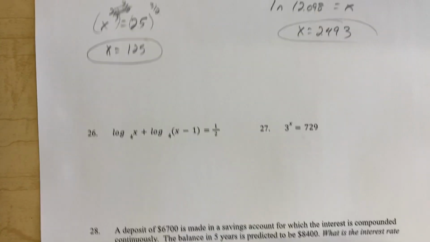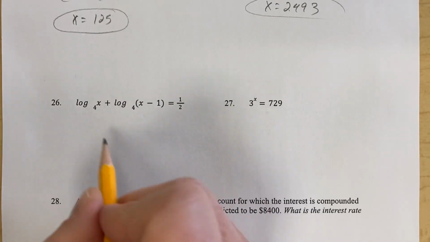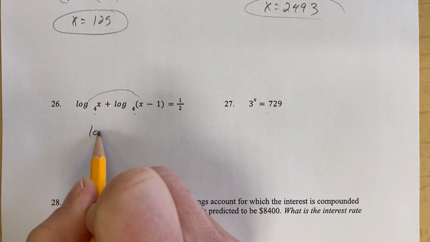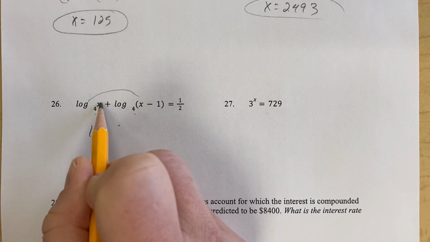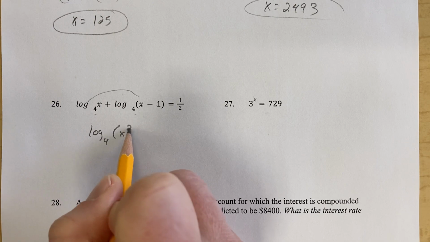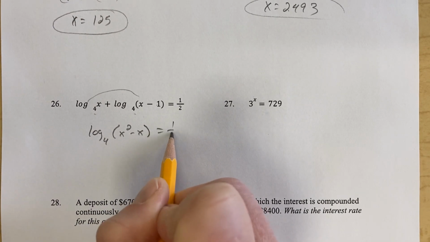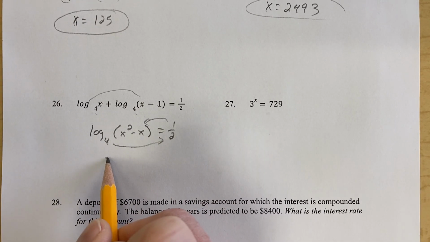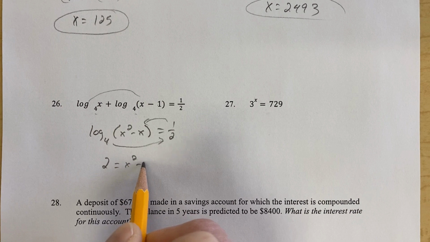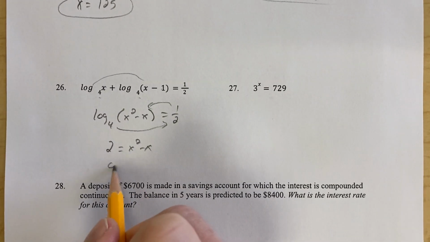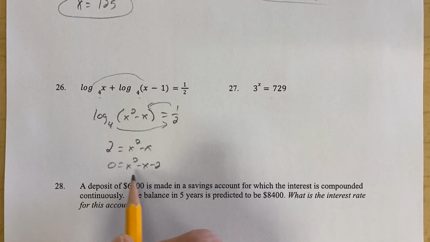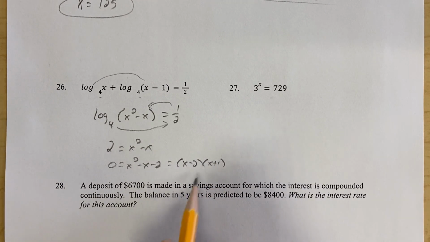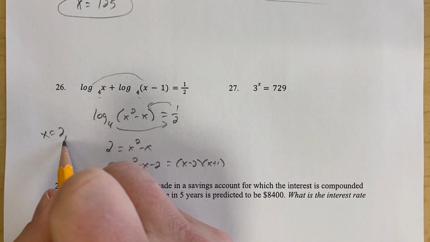Okay. For number 26, we're going to have to use our log rules here. So when we have two logs like this, same base, we're going to put them together by multiplying what's inside. So it's going to be x times x minus 1. I'm going to go ahead and distribute that, which gives me that right there. Then we can undo the log. So 4 to the 1/2, square root of 4 is 2. All right. If I subtract that 2 over, I get x squared minus x minus 2. That factors into x minus 2 times x plus 1, which means x equals 2 or negative 1.